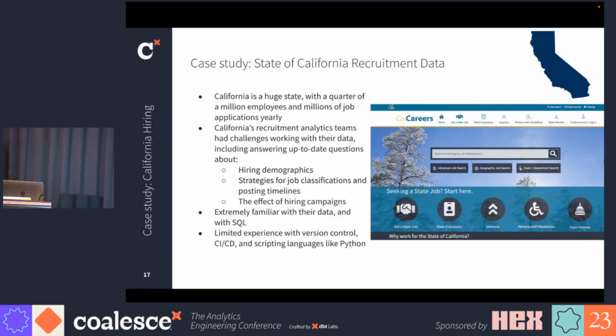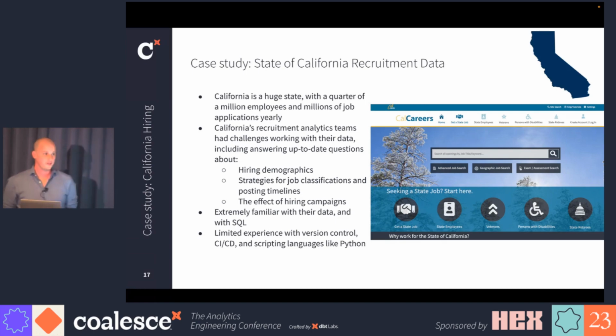All right, let's talk some case studies. I'm going to kick us off with a case study about the state of California's recruitment and hiring data. California is an enormous state. We have a quarter of a million employees at any given time, and there are millions of job applications yearly.